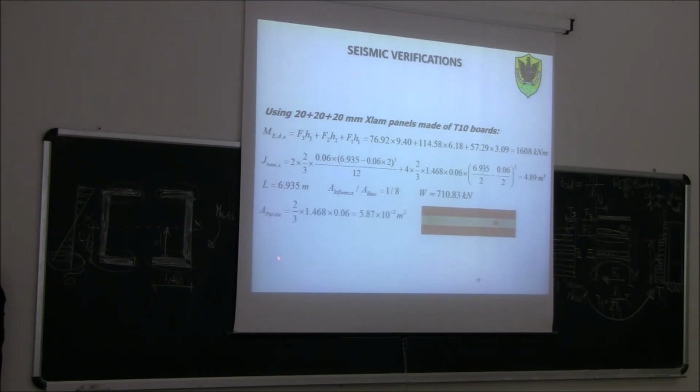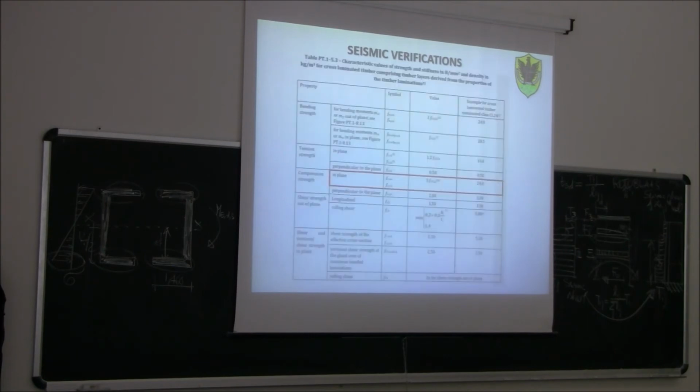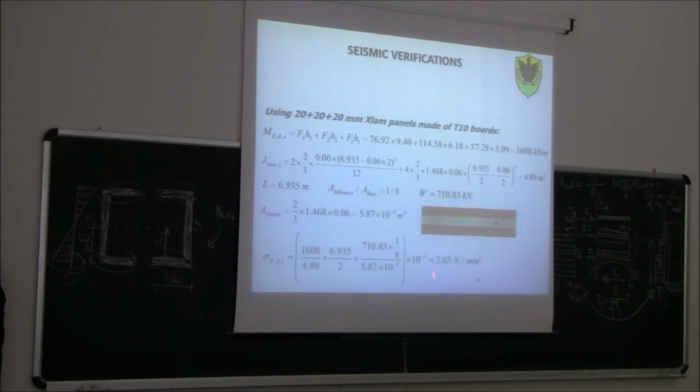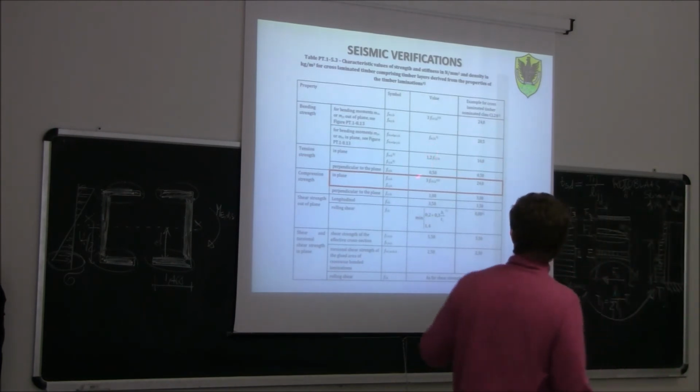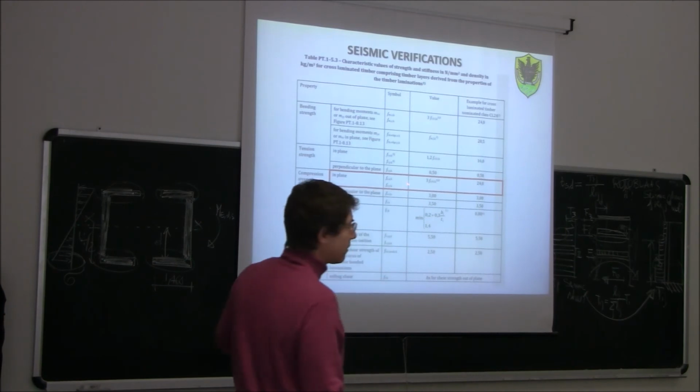So if we replace these values in the formula, for example, the area of the wall is 1.468 times 0.06 times 2/3. In the end, if we substitute the values in here, we get a value of sigma of 2.65 Newton per square millimeter. We need to compare now 2.65 Newton per square millimeter of strength demand in the layer of the wall with the compression strength in plane of the wall itself.